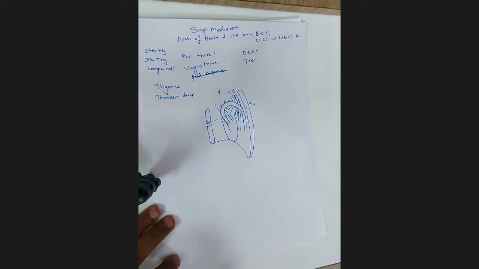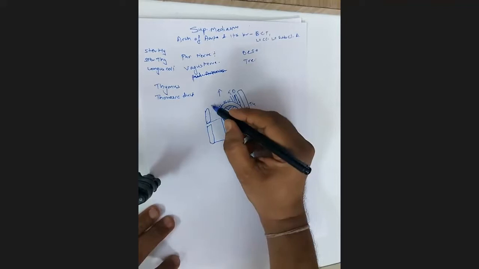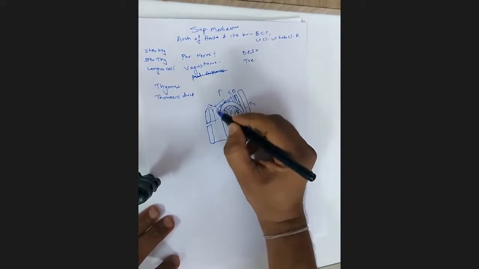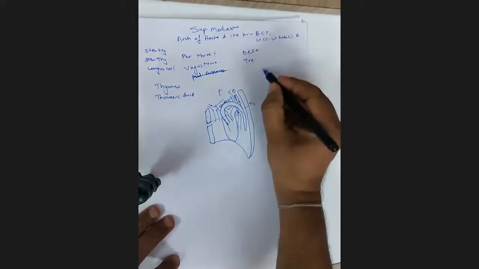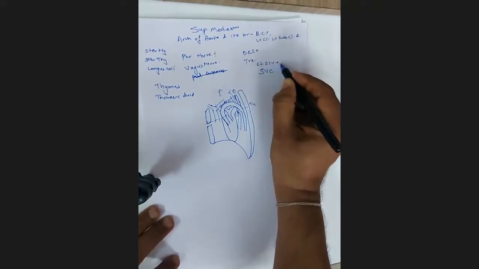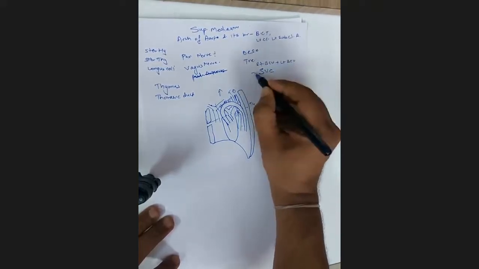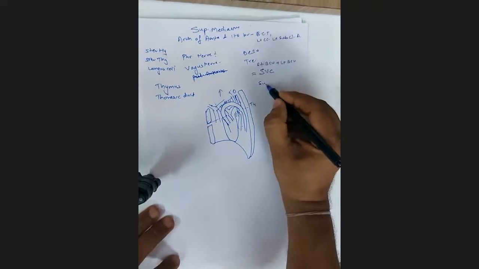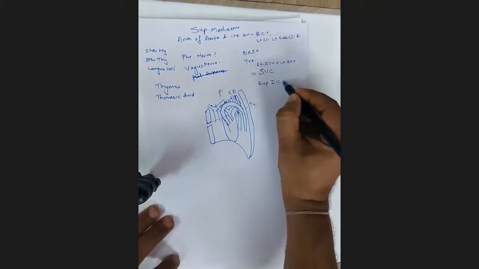Amongst the veins, there will be the right and the left brachiocephalic veins, which unite to form the SVC, the superior vena cava. Yes, they will be one of the contents. The superior intercostal vein will also be one of the contents.